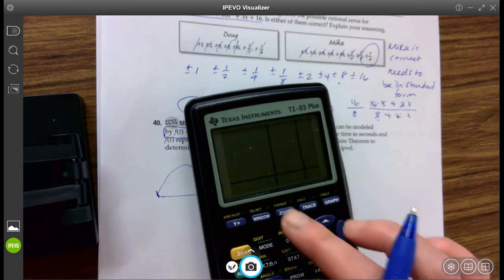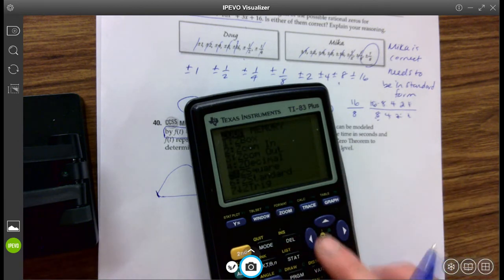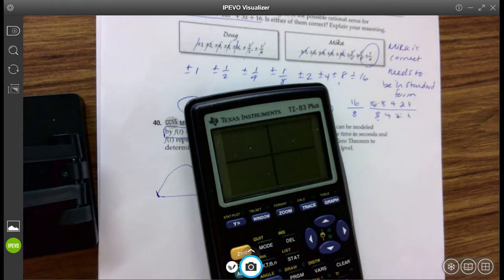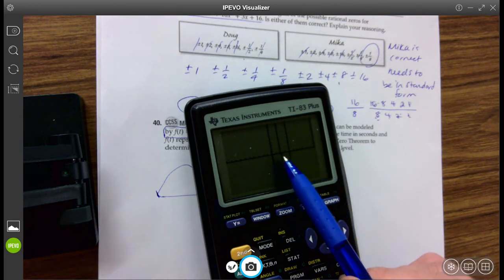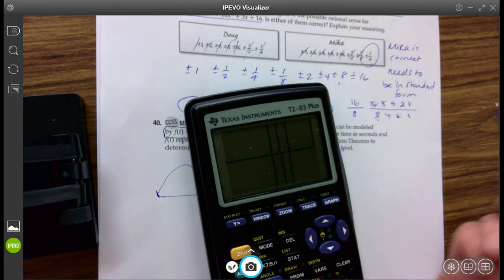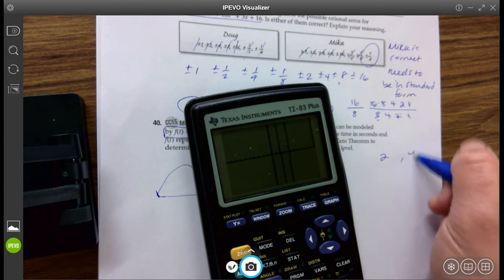Okay. Oh, because I can only see one. Let's go to Zoom, the Zoom standard. Okay. I'm supposed to have 4 spots. So it looks like the number 2 and the number 4. Well, let's see if I'm right.